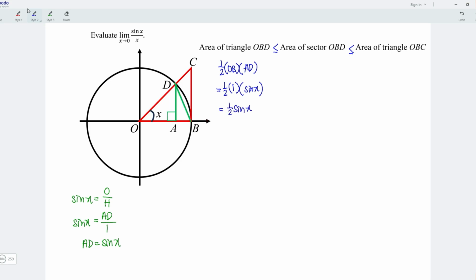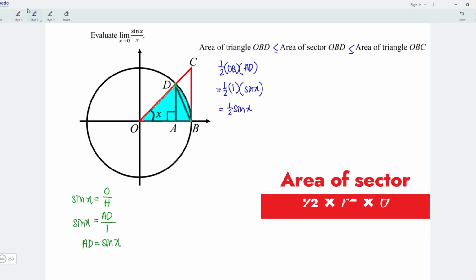Next, let's determine the area of the sector OBD. Recall that the area of the sector OBD is equal to 1/2 multiplied by radius squared multiplied by the angle, that is x, which means that the area of the sector OBD is equal to 1/2 x.